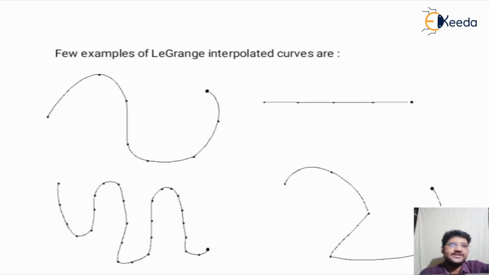Here you can see examples of Lagrange interpolated curves. These all are Lagrange interpolated curves. The last two, this and this, are very rarely used curves in computer graphics. In general, these curves are not used in computer graphics.